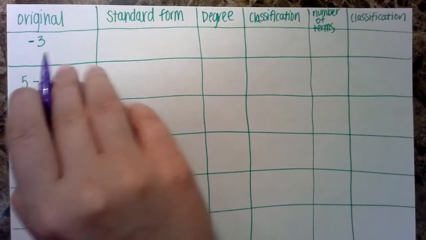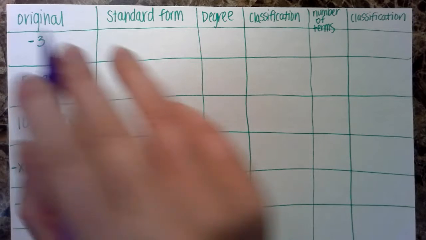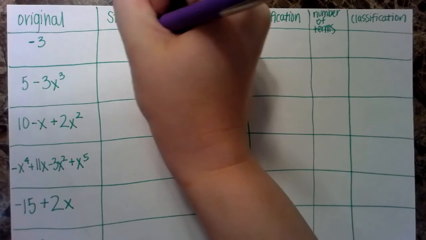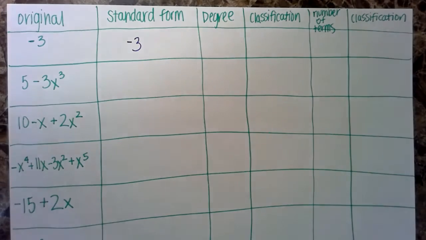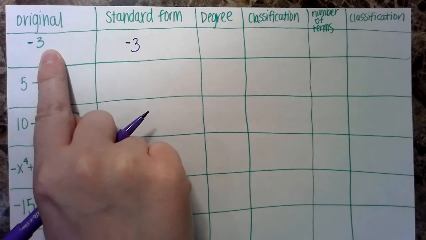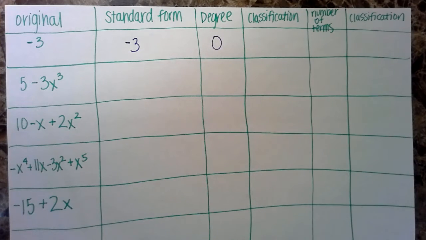So in this case, we have just -3. So we don't have to rearrange from greatest or highest exponent to lowest. So we are just going to write standard form as -3. Now, because it doesn't have an exponent, it really kind of has like a 0. So the degree for this is going to be 0.